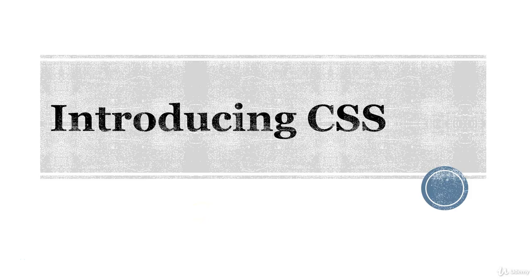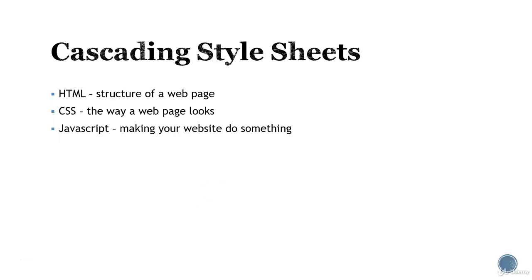The next part of the tutorial sessions is going to be looking at CSS or cascading style sheets. So first of all, just a little bit of overview about CSS really. CSS is one of the three main languages that is used in order to create web pages as we know them. HTML is what we've been using previously.